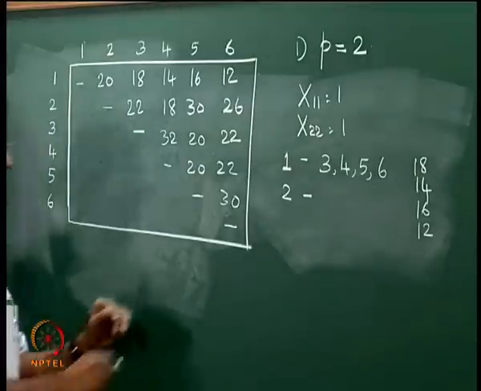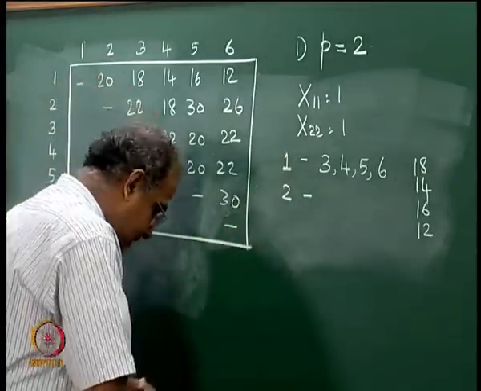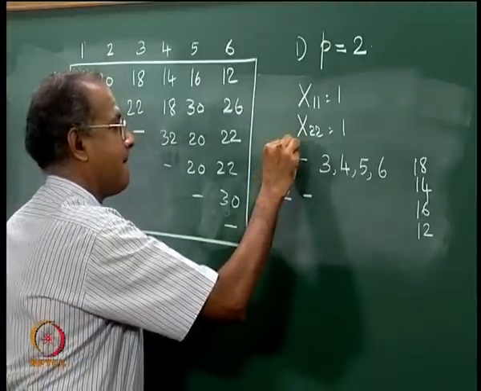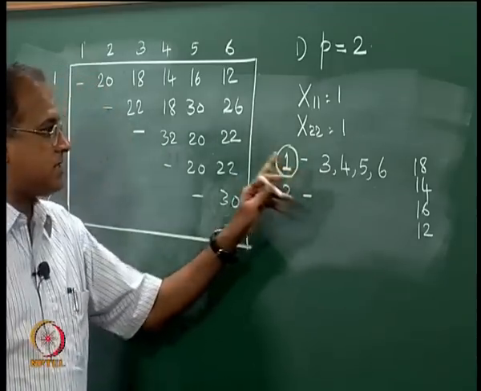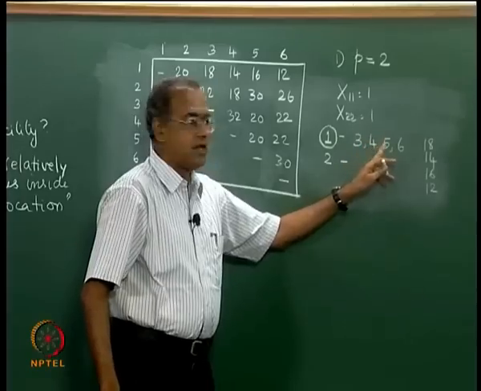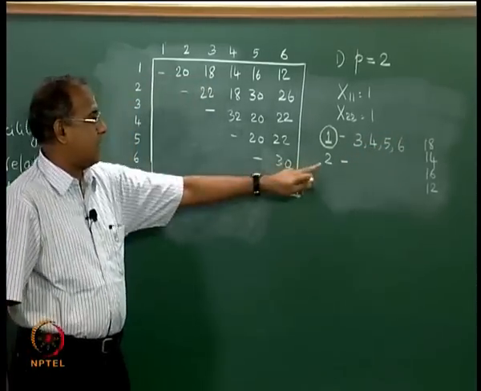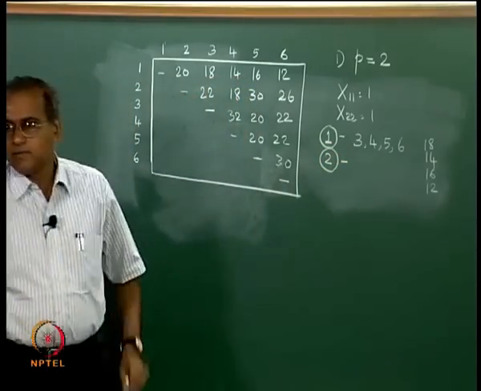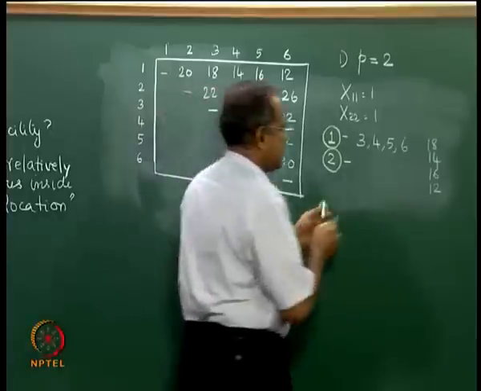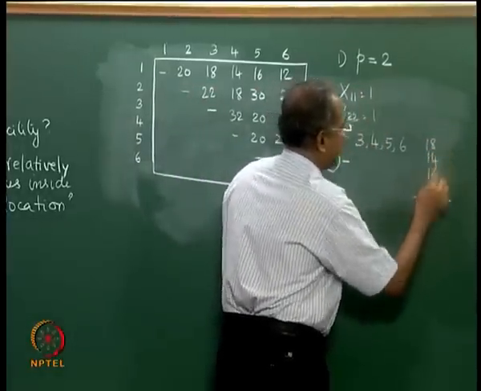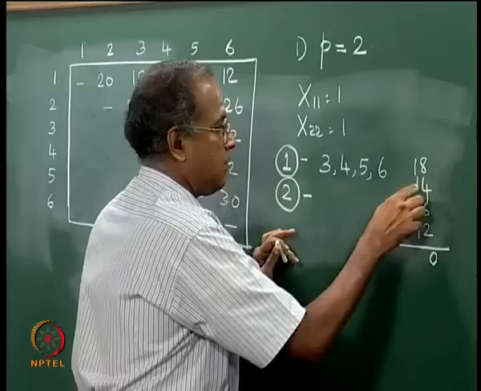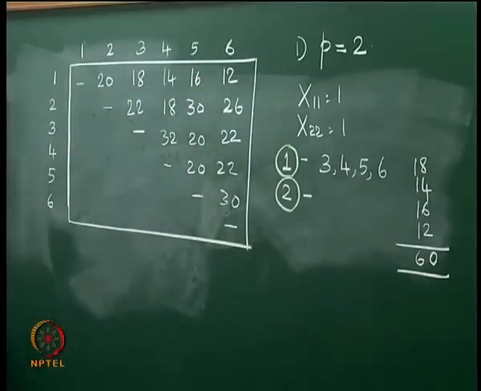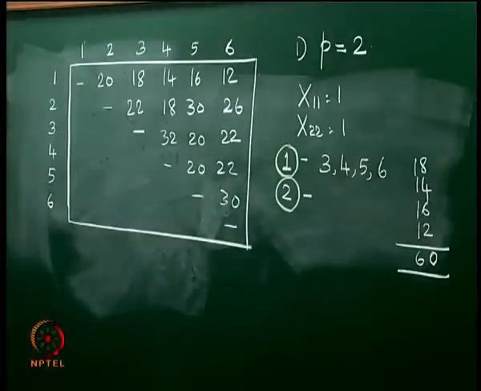So, we get the solution with a facility located in 1 that will meet the requirements of 1, 3, 4, 5 and 6. The facility created at 2 will meet the requirements of 2 only, and the total distance will be 8 plus 4, 12, 18, 20, 2, 6. So, the total distance will be 60 if we look at this solution.